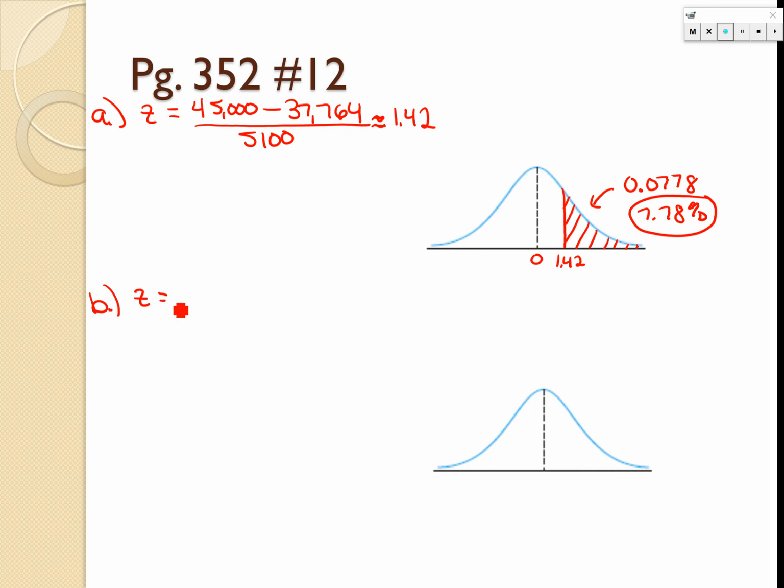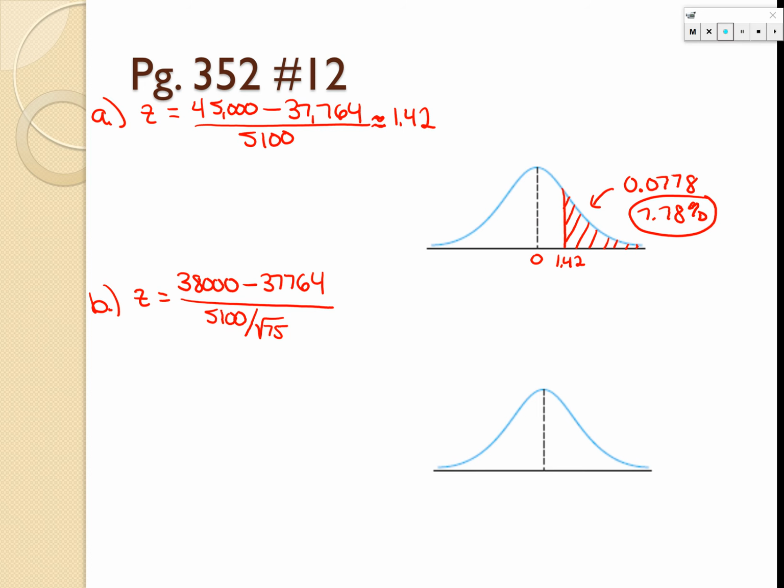where we take the sample mean, which we're looking at $38,000 as our sample mean, minus our population mean, divided by standard deviation, divided by the square root of the sample size, which in this case they tell us we want a sample of 75 teachers.